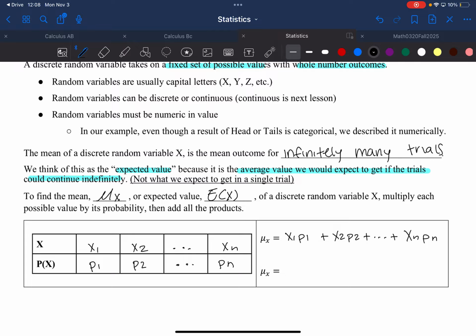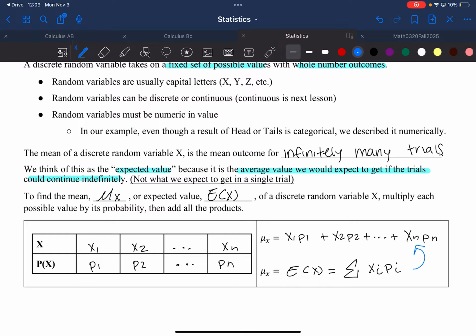Well, we can actually write this in terms of a formula, and this formula is how you're going to view it on your formula chart. And that is that mu of x is equal to our expected value, which is equal to the summation of xi pi. So again, this means this. Okay, the summation of xi pi is the same as saying x1 p1 plus x2 p2, etc.